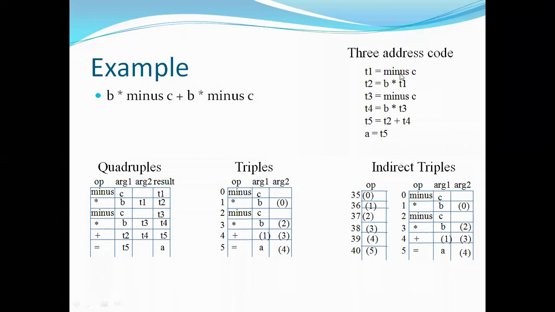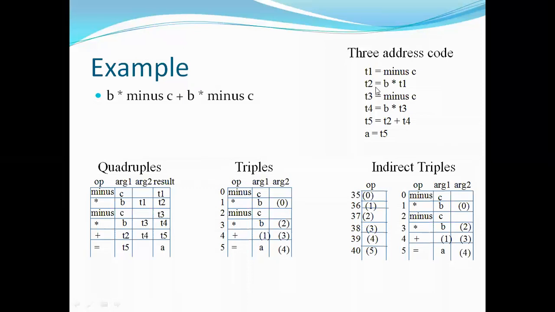And the minus C was stored in T1, right? So T1 is the result. Minus, C, T1. Because in statement number 1, I am not having any argument 2, so only argument 1. Argument 1 and argument 2 are nothing but the operands in the statement. Make a note of this. That is the left operand and right operand for the operator.